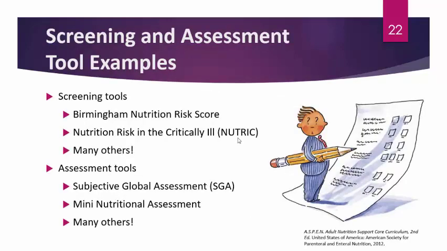There are many different screening and assessment tools that are out there and available to use. I just list a few of them here. Some of the ones that you may hear more about out in practice are the subjective global assessment, which is an assessment tool that was developed in the late 1980s. But you also might hear about other ones such as the Birmingham, the NUTRIC score, and many nutritional assessments. And your core curriculum book actually lists dozens more. So there are many different screening tools and assessment tools that are available.